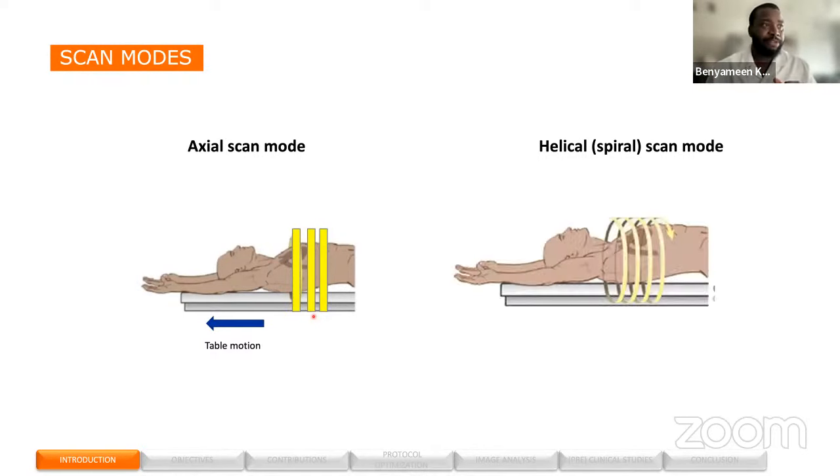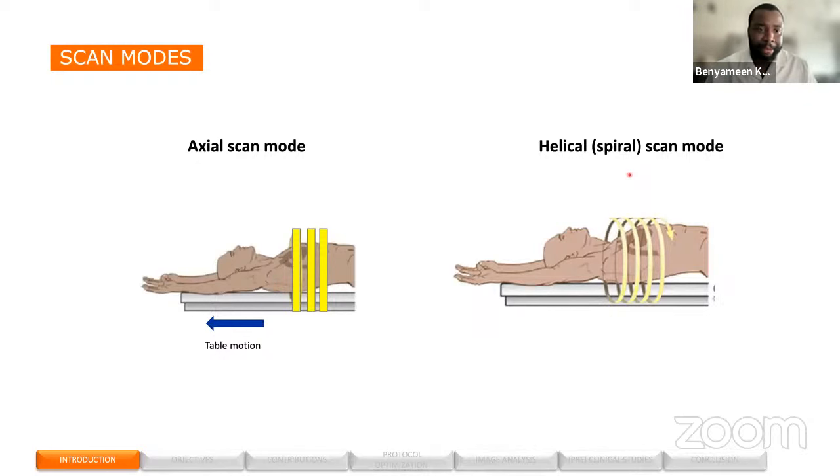On the other hand, in terms of helical, the X-ray production and the movement of the table is simultaneous. So the X-ray source is rotating around the patient, the table is moving as well. So you end up forming this sort of spiral around the patient, and that's where we have the helical scan mode.